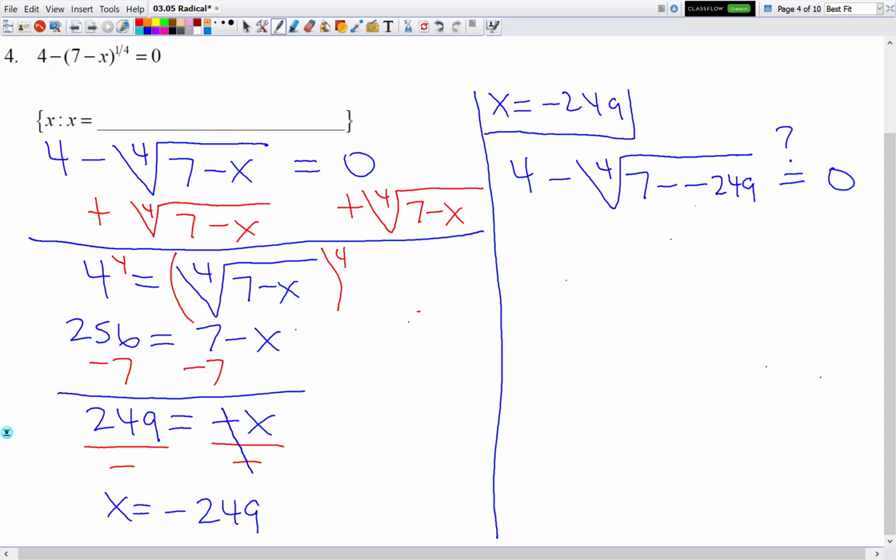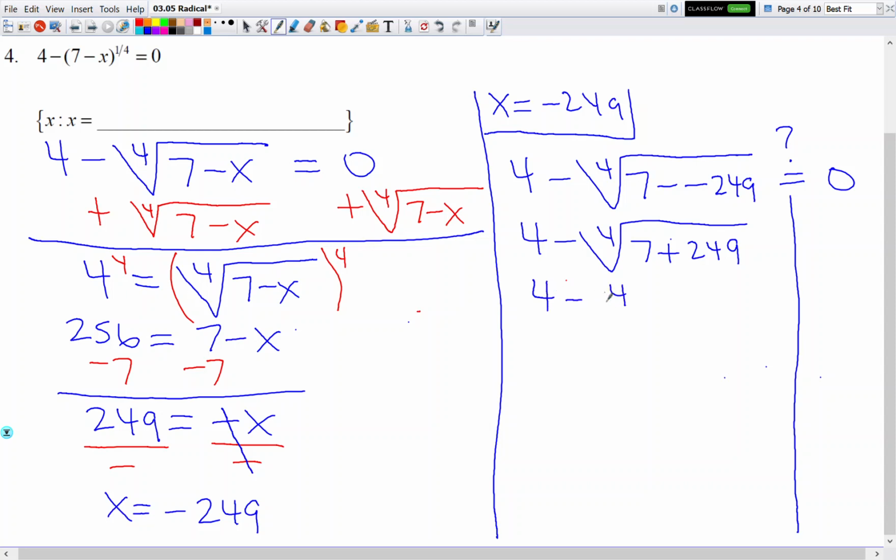Okay, so let's start playing with the numbers. So we're going to get 4 minus 4th root radical of 7. Oops, forgot to draw my wall because my target is 0. So 7 plus 249 because the negative turns into plus. Then I continue my route, so 4 minus 4th root radical of 256. Then I got to break apart 256 into smaller numbers, and, well, deja vu. We've done this already. We've broken up 256 before. I think that was in problem number 1, so this should not be a big deal.